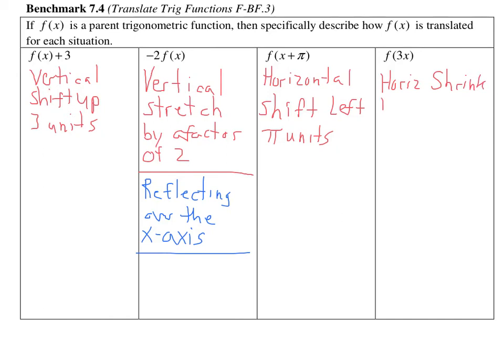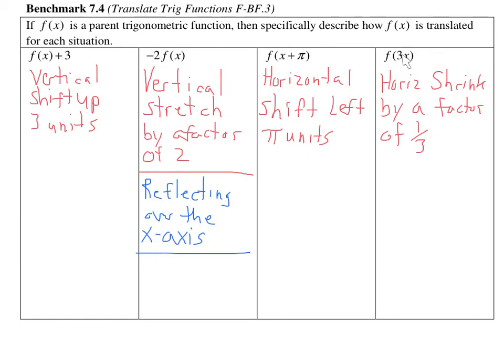And it's by a factor of, now be careful, it's not a factor of 3, it's a factor of 1/3. If you're shrinking, aren't you thirding it? So it's kind of backwards. So you're horizontally shrinking this by a factor of 1/3.